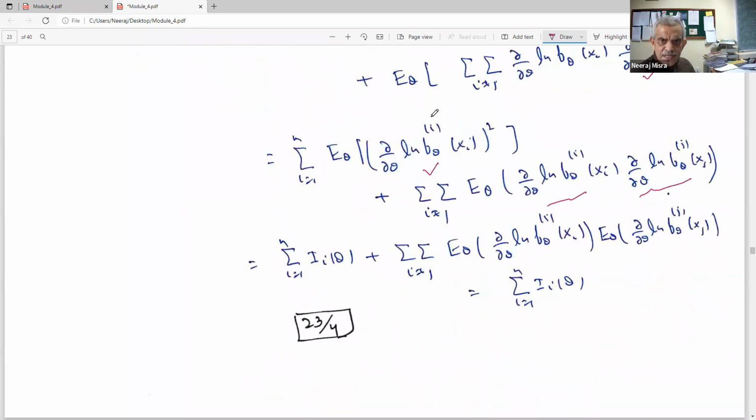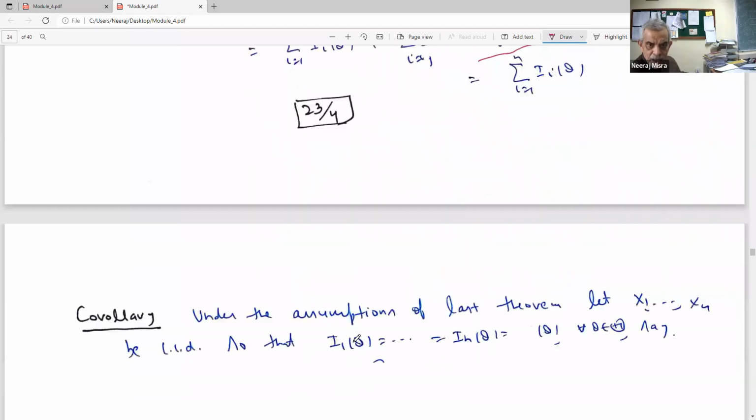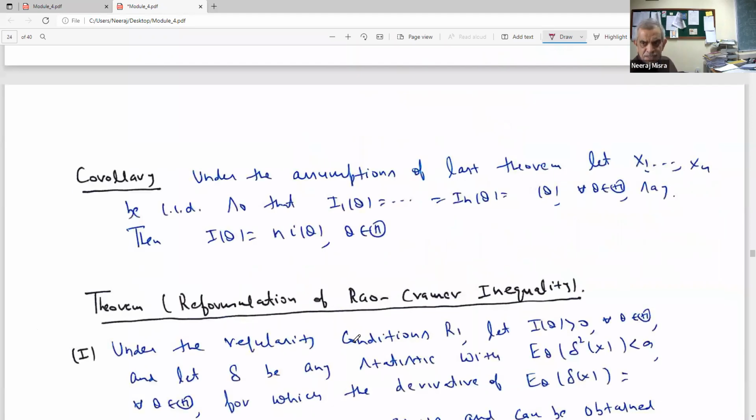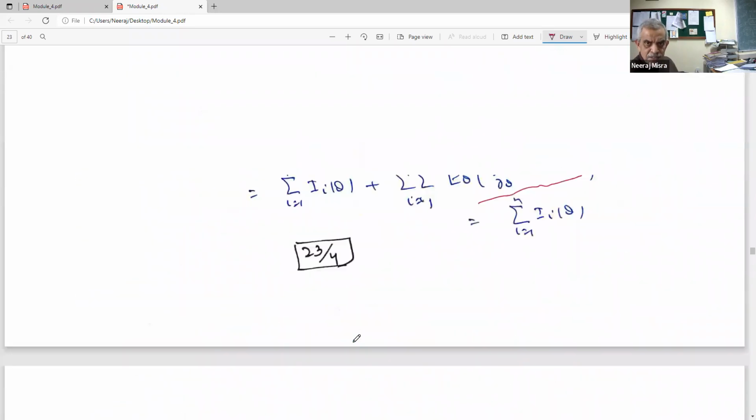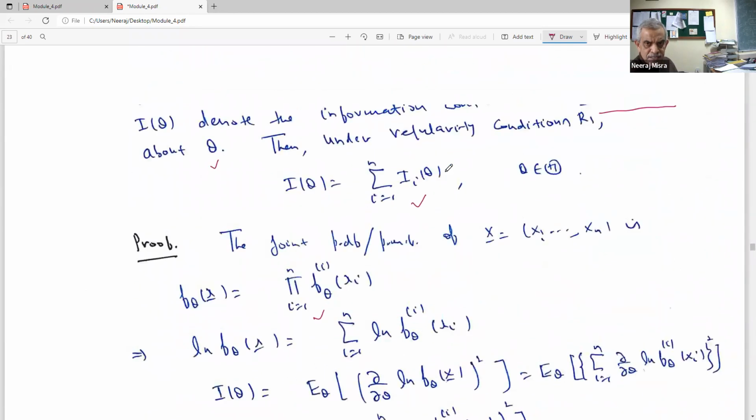Now this quantity I know is I theta, so that is summation i equal to 1 to n of I i theta. But xi and xj are independent, so the expected value of this product would be the same as the product of expectations. So this is the same as the expected value of del by del theta log f theta i xi into the expected value of del by del theta log of f theta j xj. But each of them is zero. So this becomes summation i equal to 1 to n of I i theta. And that is what the result says. So if you have independent xi's, then the total information is the same as the sum of the informations.